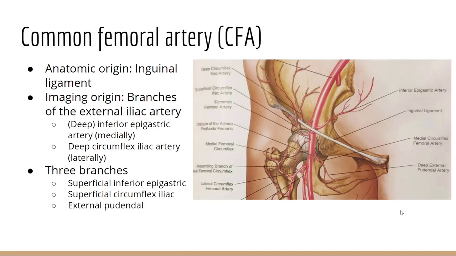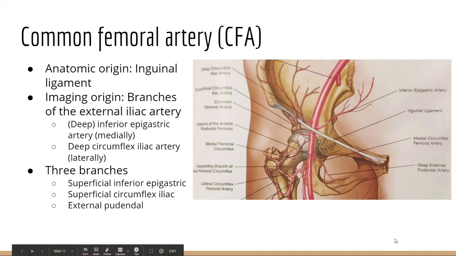The origin is anatomically at the inguinal ligament. From an imaging origin, the common femoral artery begins at the branches of the external iliac artery, that being the deep inferior epigastric artery medially and the deep circumflex iliac artery laterally.